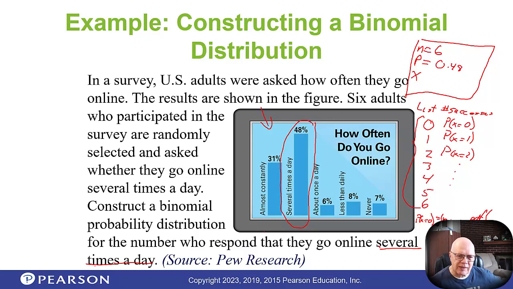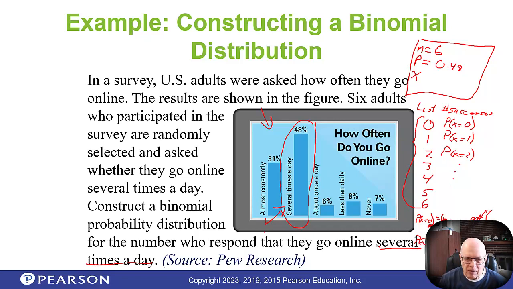And the first one is n. We've got 6 people we asked. The probability for each one we got out of the table over here, 0.48. And for this first one, for the 0, we put a 0 there. That's not all of them. We have 7 different probabilities to get.